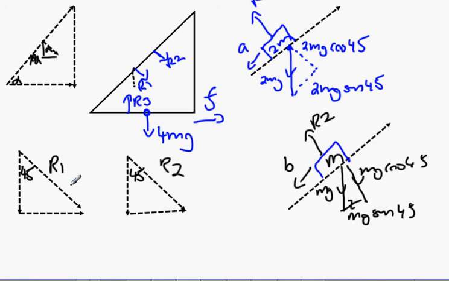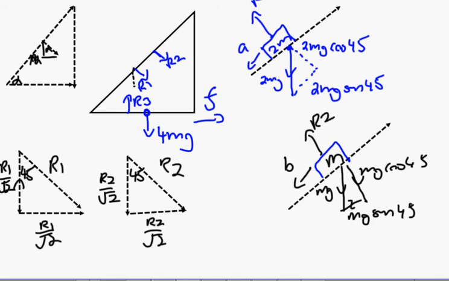So what we're going to get here is to break it up into components. Remember, it's going to be R1 over root 2, R1 over root 2, and R2 over root 2, R2 over root 2. These are the components acting on the wedge.